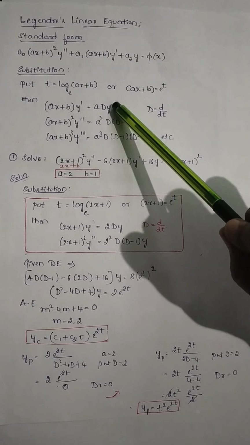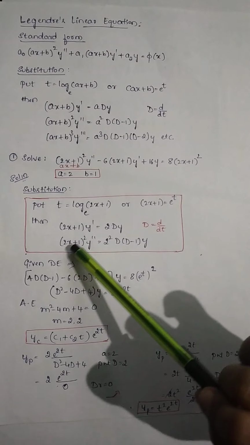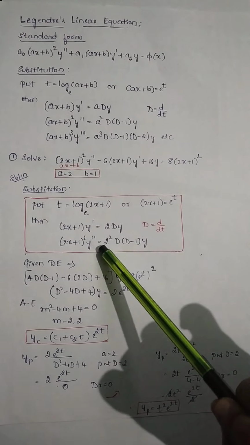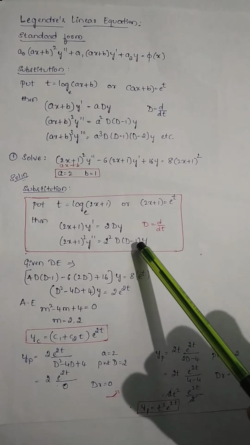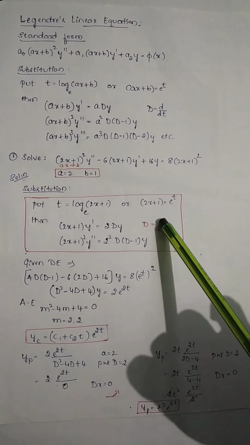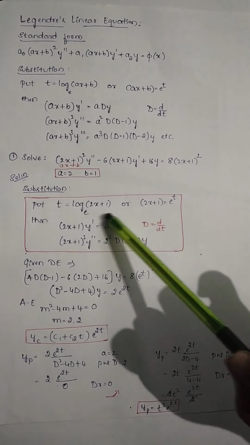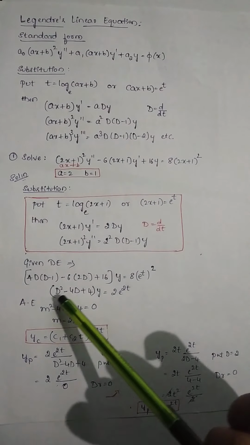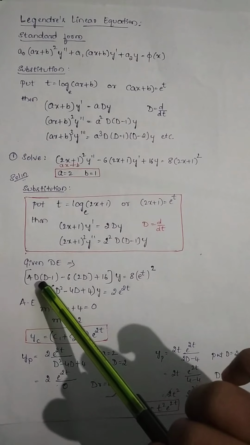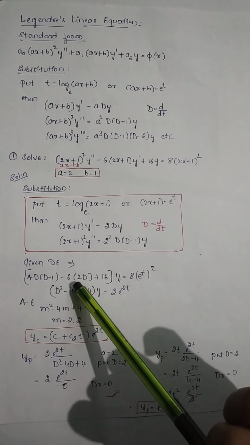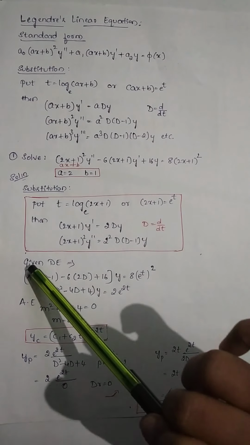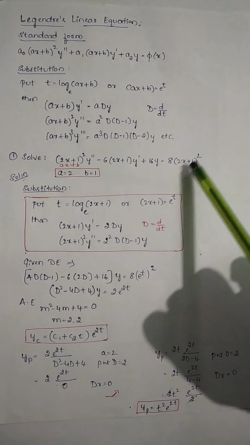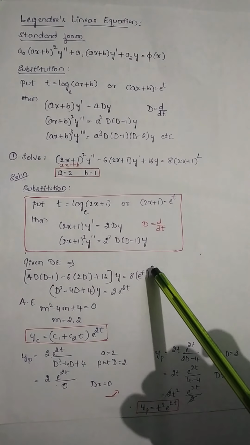Then write (2x + 1) y' as 2 D y, since the value of a is 2, and (2x + 1)² y'' as 2² D(D − 1) y, that is 4 D(D − 1) y, where capital D is d/dt. Now using these two lines in the main equation, you will get [4D(D − 1) − 6(2D) + 16] y = 8 (2x + 1)², which is nothing but 8 (e^t)².